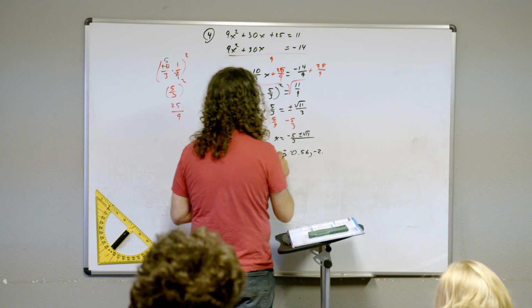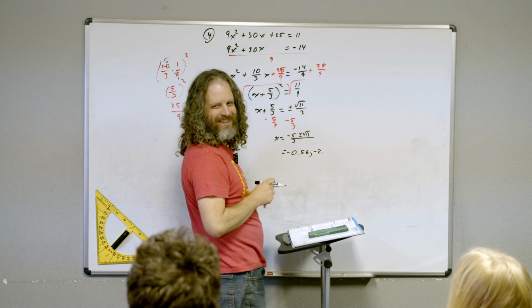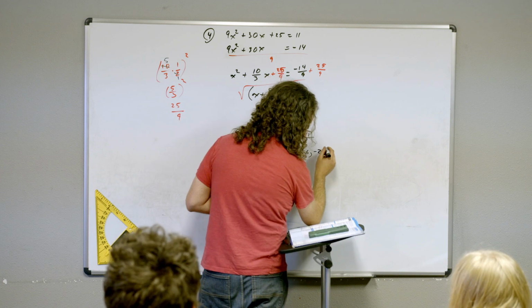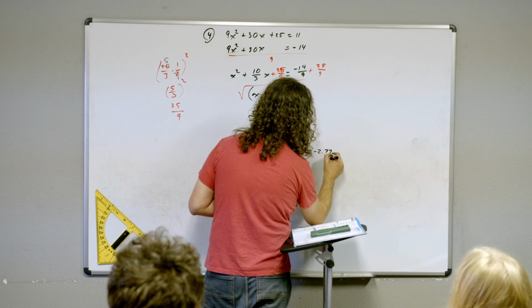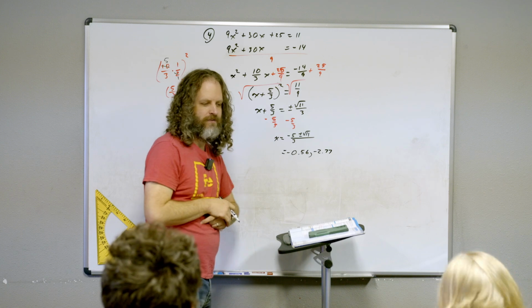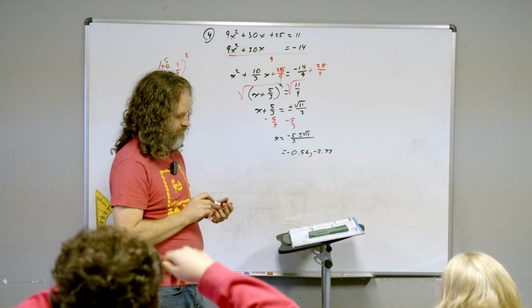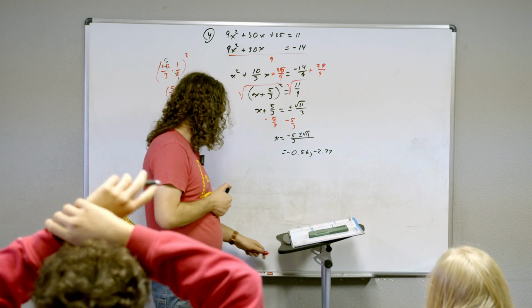Did you accidentally not listen to me and just do negative 5 minus square root of 11, then divide it by 3? The key says negative 2.77. Taylor said, I forgot to divide by 3. Of course. I see. So you didn't make a mistake, you just forgot.